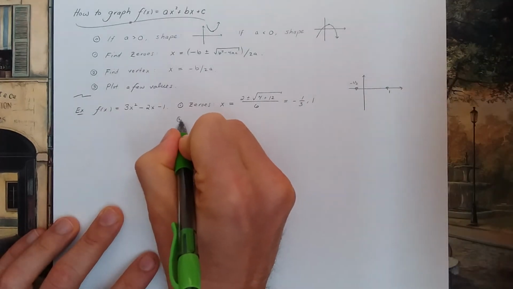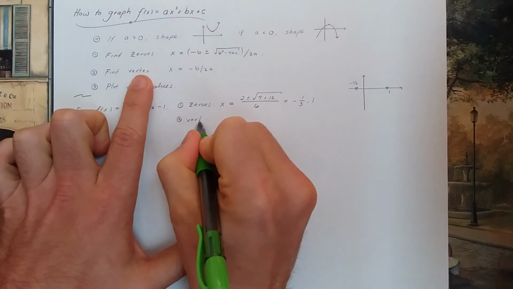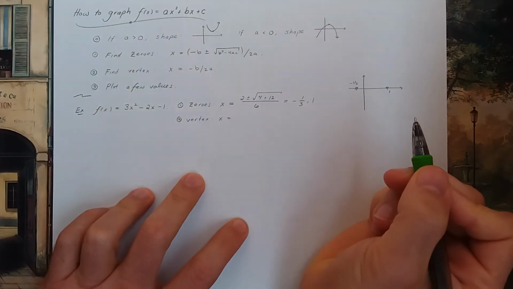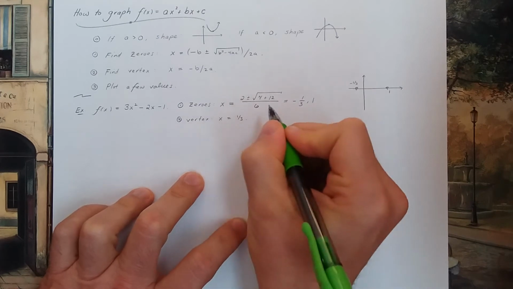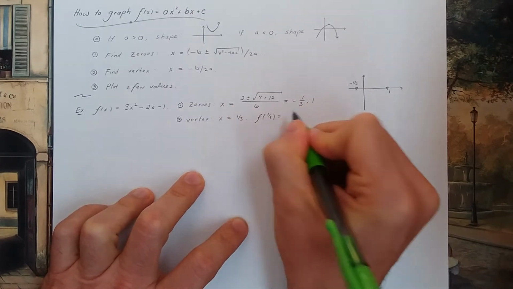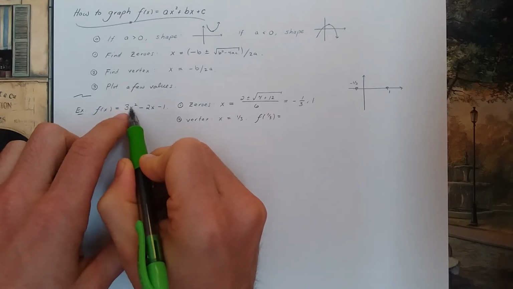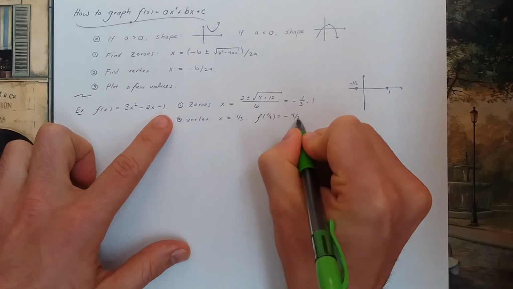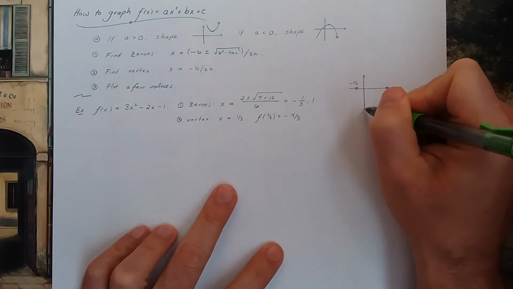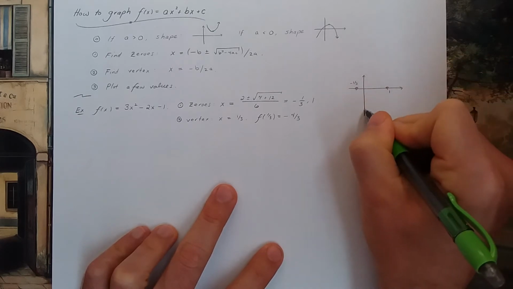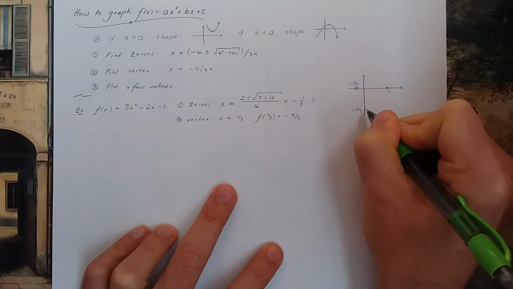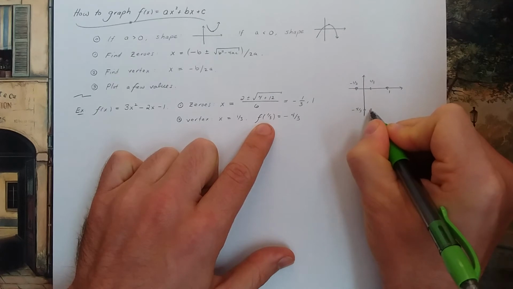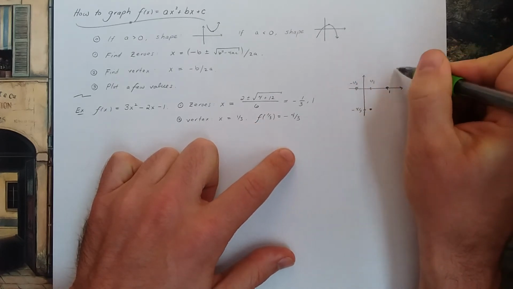Next, step 2 is I'm going to find the vertex. So the vertex is pretty easy to find. It is 2 over 6, or 1/3. If I plug in 1/3 into my function, I get 3 times 1/9 minus 2 times 1/3 minus 1. That's negative 4/3. And then I've identified the minimum value of my parabola. So I come down here at negative 4/3 and over here at positive 1/3, and I find my minimum. So I know the basic shape of the parabola.